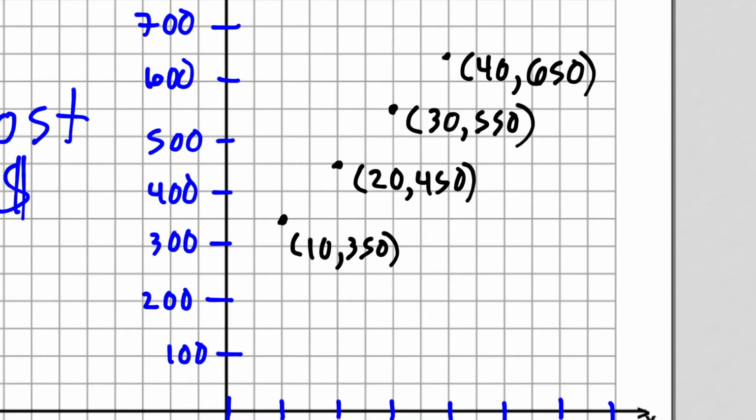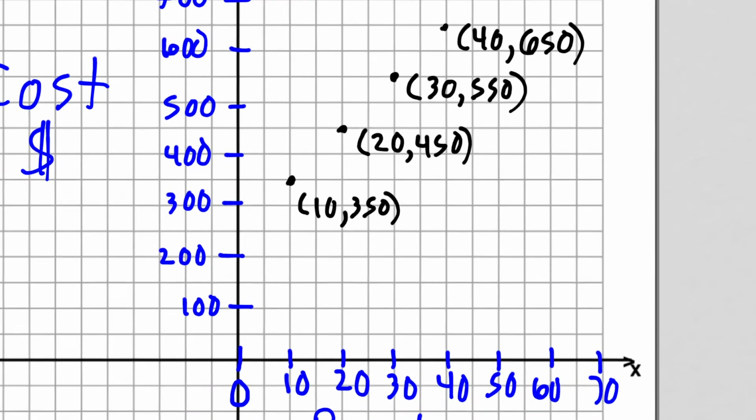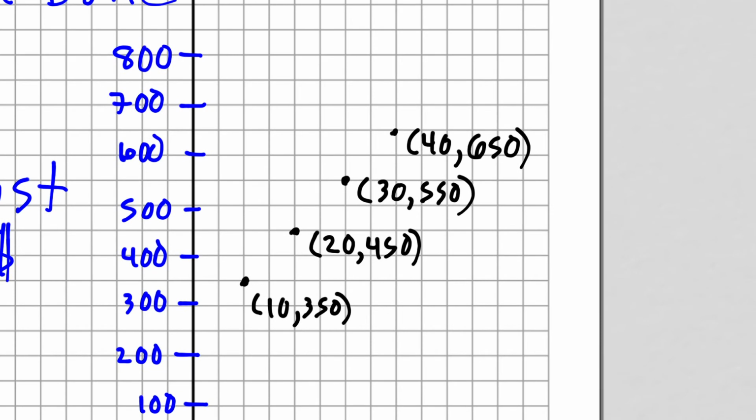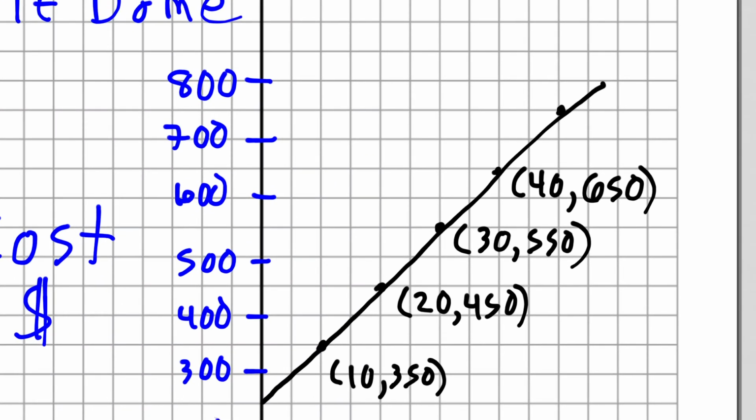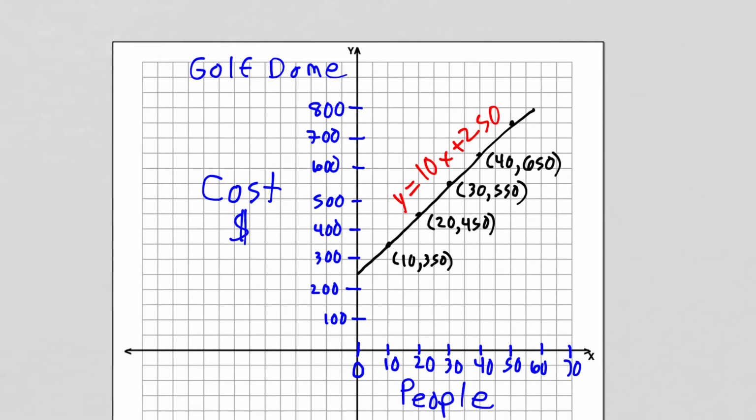And then finally, when x is 50, y is 750. Now we could have data in between the points here, so I don't see any reason why we wouldn't join these points to show the linear relationship. And we should put the name of our equation on there. This is the graph of the equation y equals 10x plus 250. It's the Gulf Dome equation.